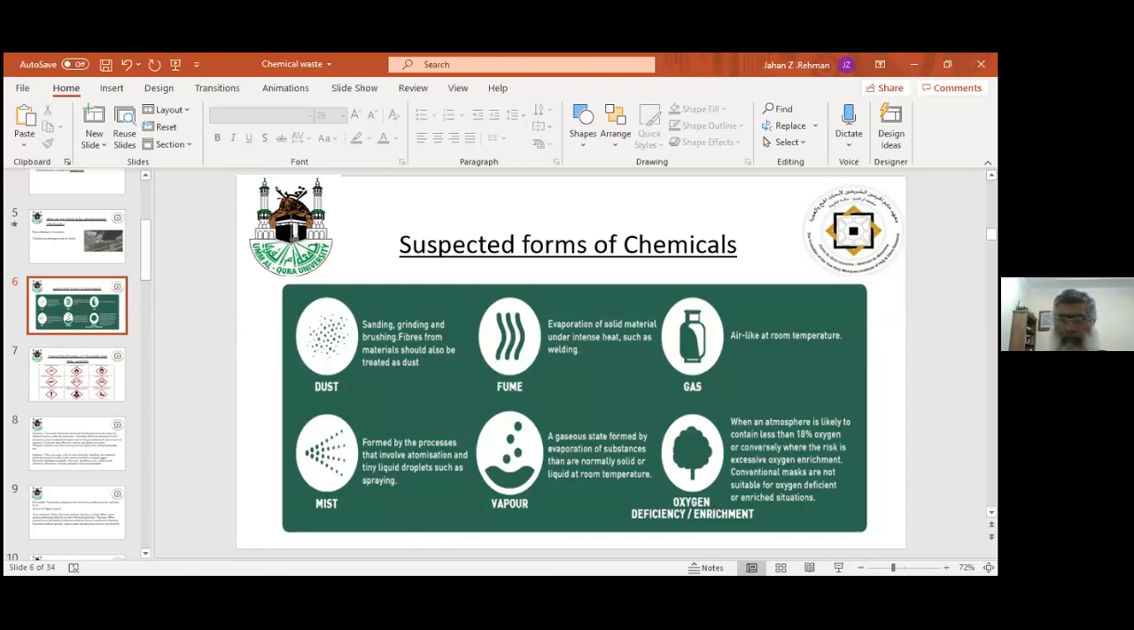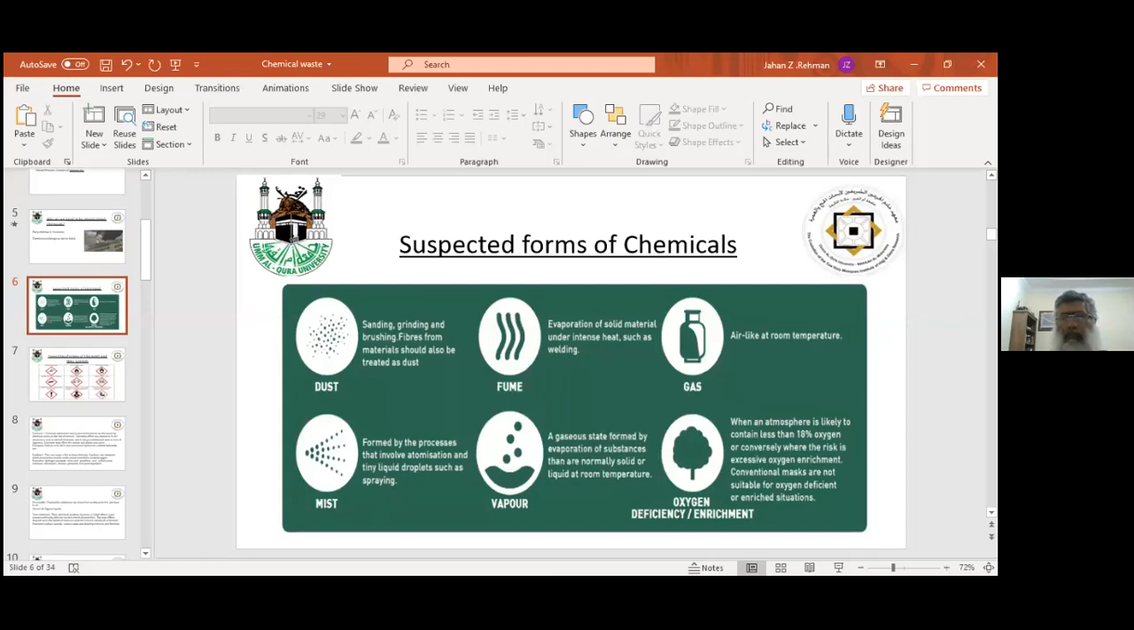Then gas. For example, if we have a cylinder at home, this is a part of gas, which we generally have around us in our homes and in our facilities. Mist is a group of small droplets.